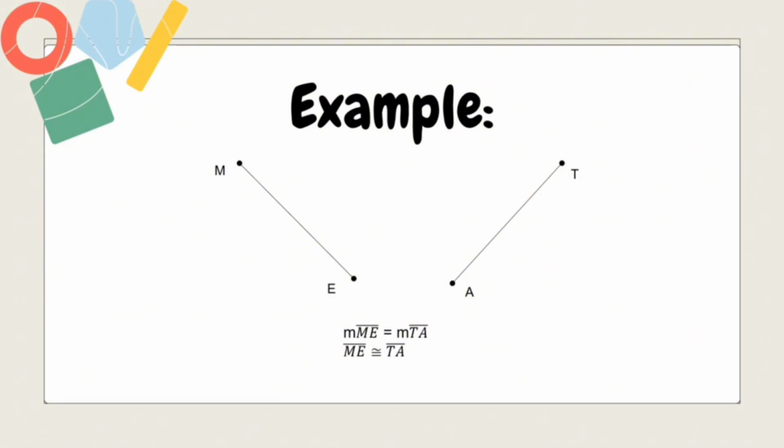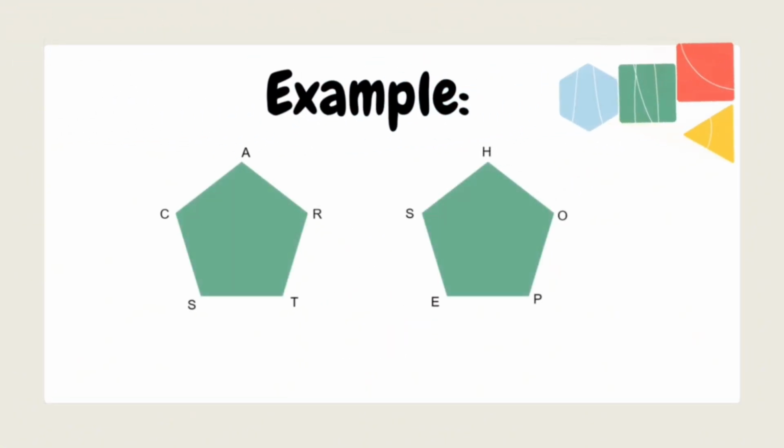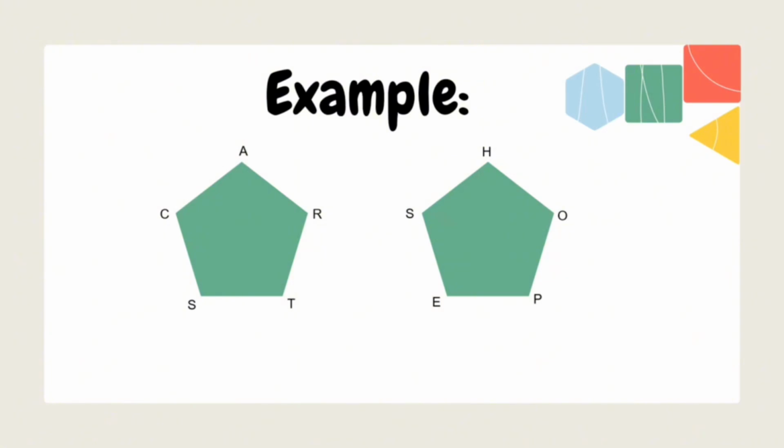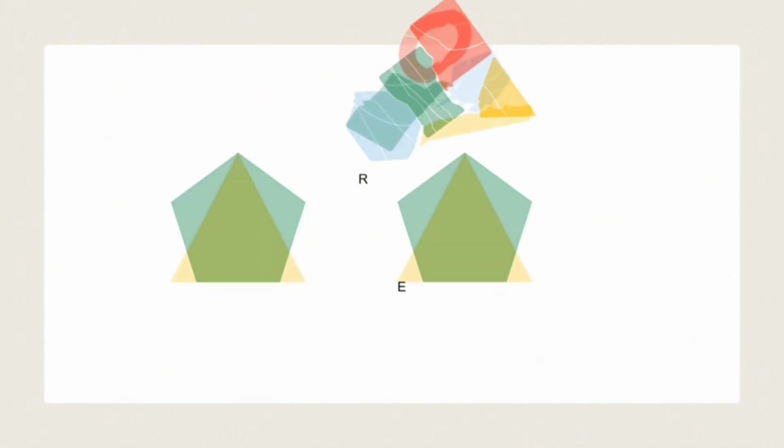Shapes and figures are congruent if their corresponding sides and angles are congruent. It should be noted that they have the same number of sides and vertices. For example, pentagon CARDS is congruent to pentagon SHOPE.